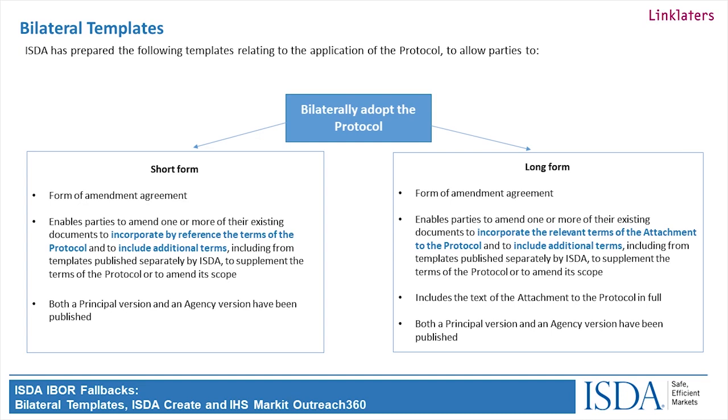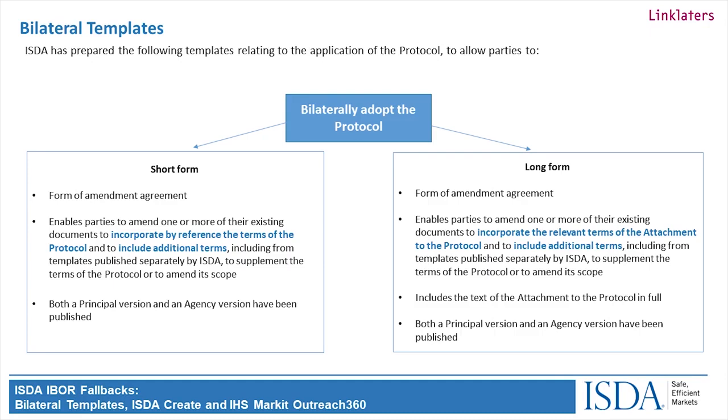The short form enables counterparties to incorporate by reference the amendments made by the protocol in exactly their same form. So if counterparties use the short form and don't add any different modifications or supplemental language, then they will have effectuated exactly the same thing as they would have effectuated if both of them adhere to the protocol, but they're able to do so bilaterally if one or both of them chooses not to adhere to the protocol. It's also possible, using the short form of the amendment agreement, to agree to supplemental terms that we'll come on to in a few minutes.